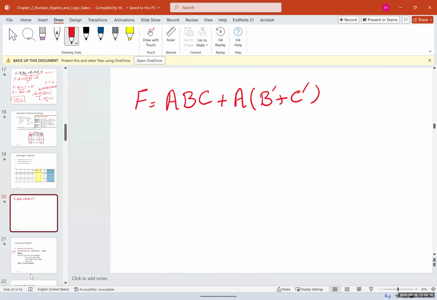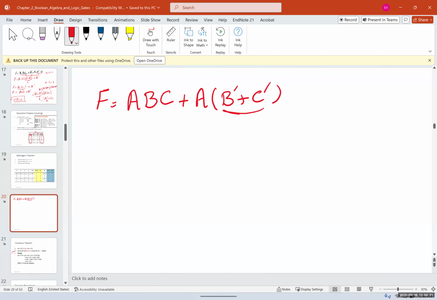So again, we can replace using De Morgan's law, B prime plus C prime. There are multiple ways, by the way, to solve this. This is not a unique way, just one way to solve it. We can write B prime plus C prime as B prime or BC prime. So F would be equal to A BC plus B prime C prime or B C prime.